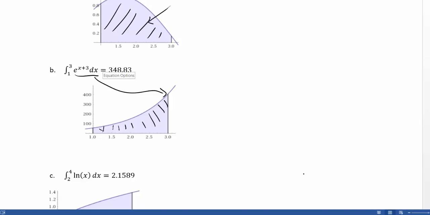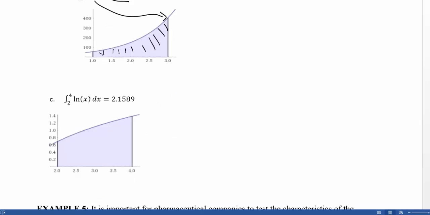One last computational one. We have the integral from 2 to 4 of natural log of x dx. That's going to give us 2.1589. So again, that's going to represent the area under the curve of the natural log of x from 2 to 4. I want to talk for a minute about the natural log of x.